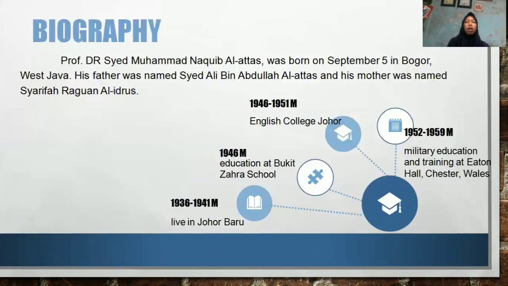The first topic is about biography. Professor Dr. Syed Muhammad Naquib Al-Attas was born on September 5th in Bogor, West Java. His father was named Syed Ali bin Abdullah Al-Attas, and his mother was named Sharifah Rakuan Al-Idrus. When he was 5 years old, he lived in Johor Bahru with his uncle named M.Ag Ahmad. From 1946 until 1951, he studied at English College Johor Bahru.